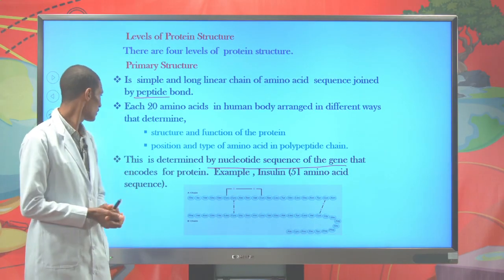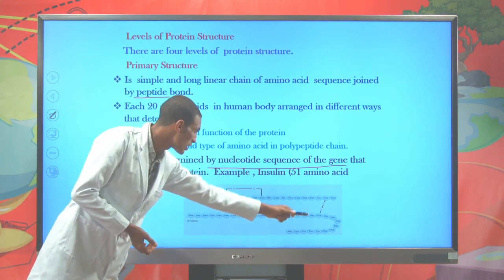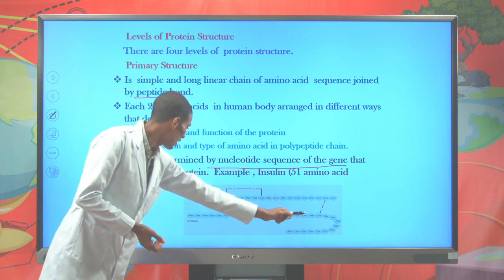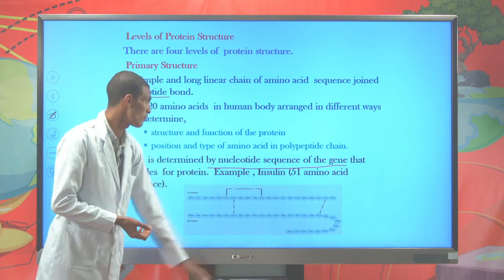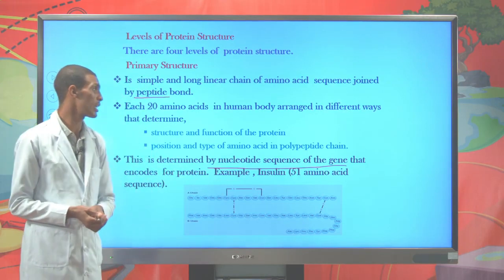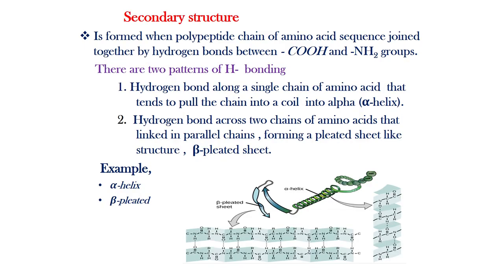Well done, student. So, for example, this amino acid sequence is called the primary structure. A primary structure of amino acids here, for example insulin, which has about a 51 amino acid sequence. Secondary structure. Student, do you know how secondary structure is formed?